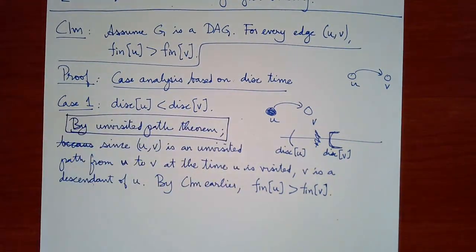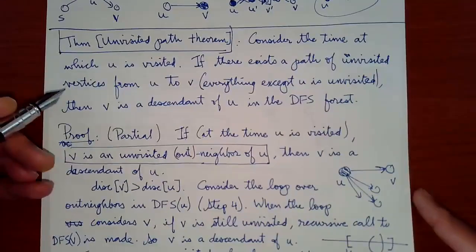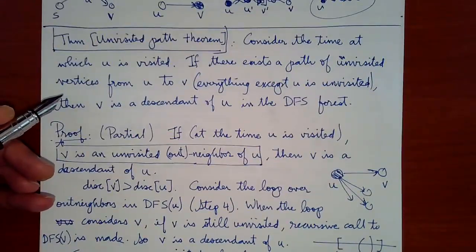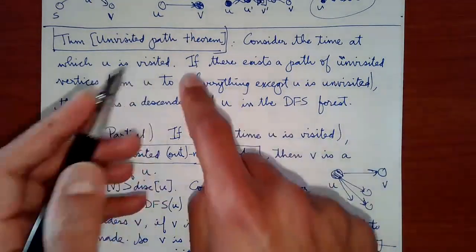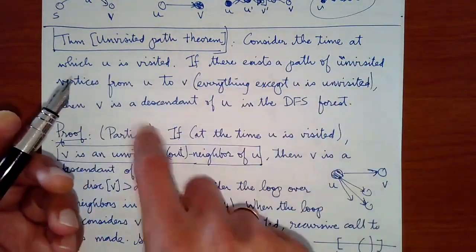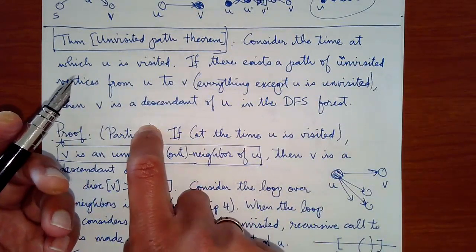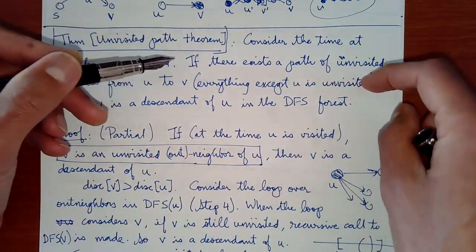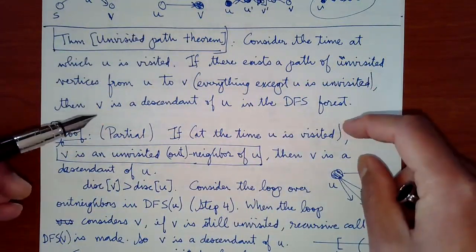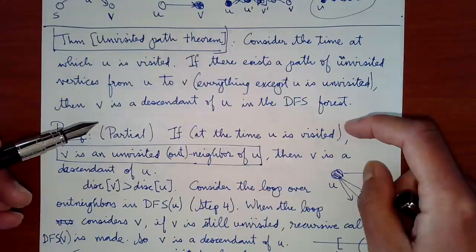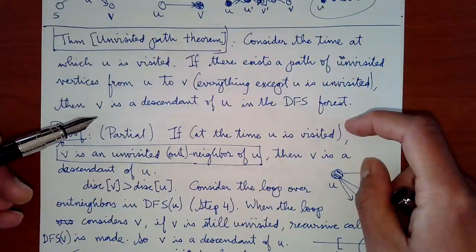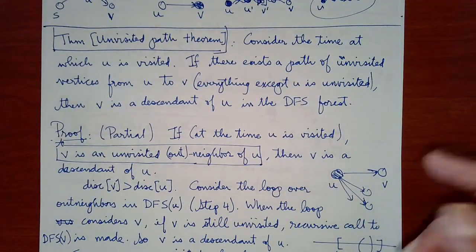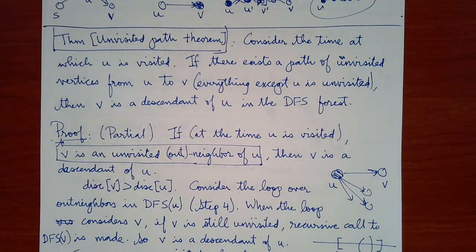By the unvisited path theorem, you are using this theorem. You're applying the theorem. It says if a particular condition holds, then something else holds. So you're saying the if clause holds, hence this clause must hold. I mean, you are applying the theorem. Okay.